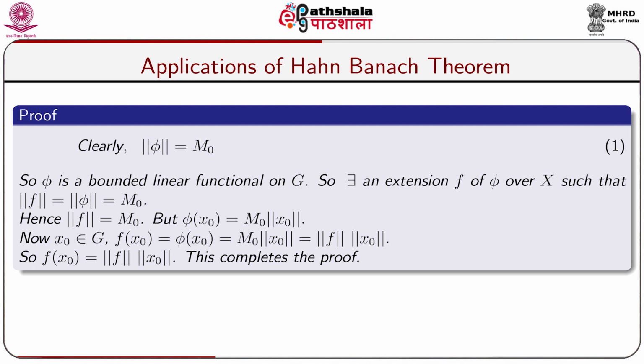So, that is why we take f of x naught is equal to phi of x naught, which is equal to m naught into norm of x naught by earlier calculation, and m naught into norm of x naught is equal to norm of f into norm of x naught, because norm of f is equal to m naught. So, thus f of x naught is equal to norm of f into norm of x naught. This completes the proof of this application.